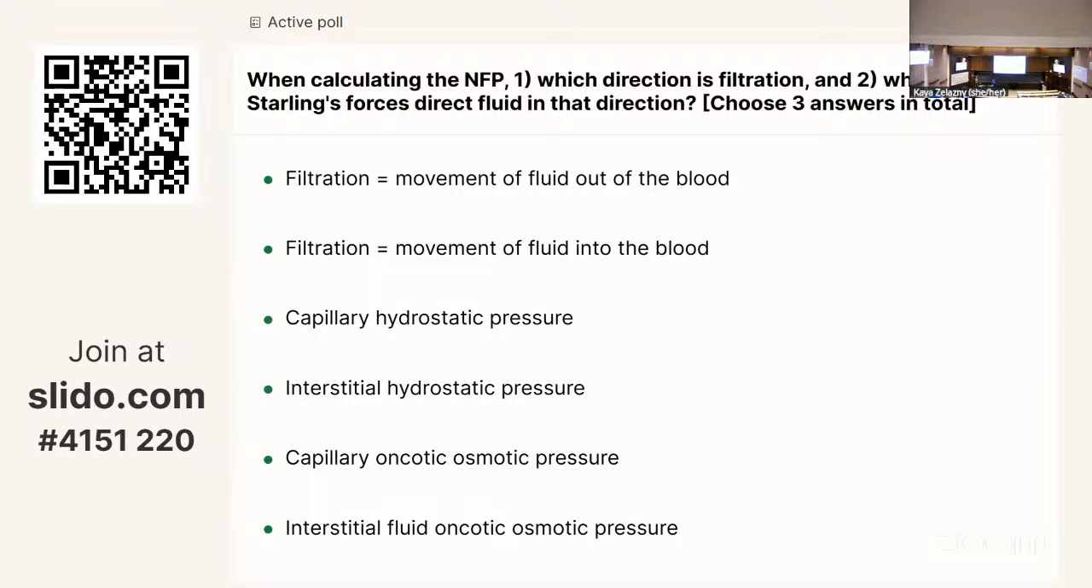So start by picking your definition of filtration, and then I have your 4 Starling's forces for you as we saw them before with the NFP. They're going to be basically the same as what we're about to talk about now for kidneys. So we're going to pick 2 of them for our filtration direction.